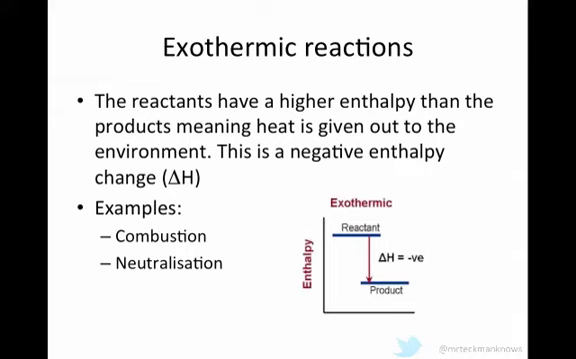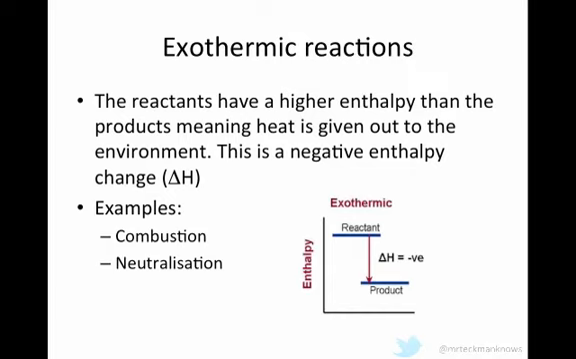In an exothermic reaction, the reactants have a higher enthalpy than the products. So we start off with more enthalpy than we end up with in our system, in our chemicals. So that enthalpy, that heat, has to go somewhere, and where it goes is to the surroundings. So what you'll notice during an exothermic reaction is the temperature increases.